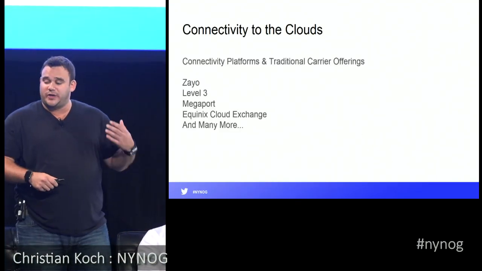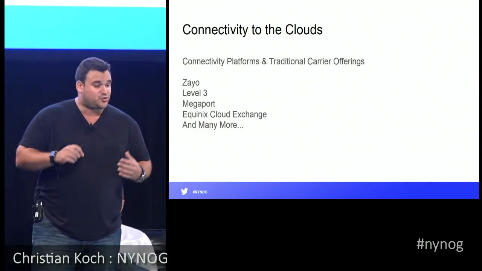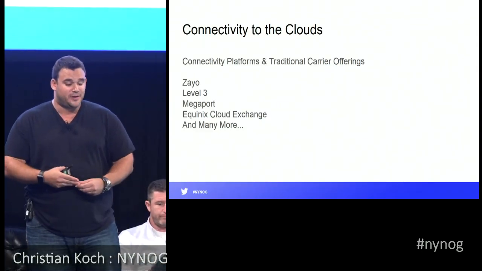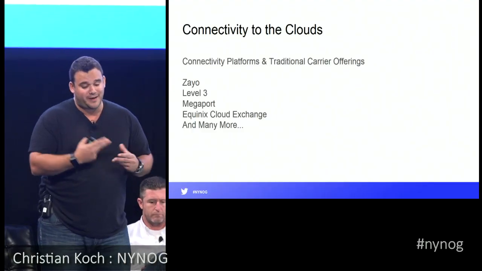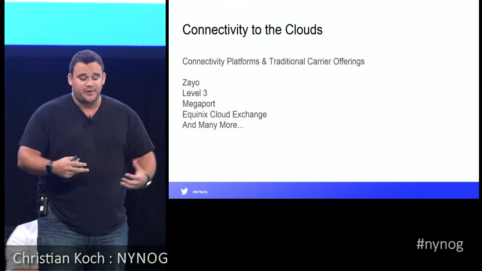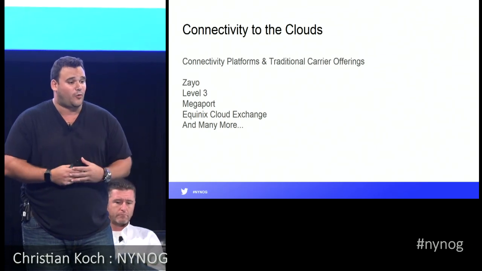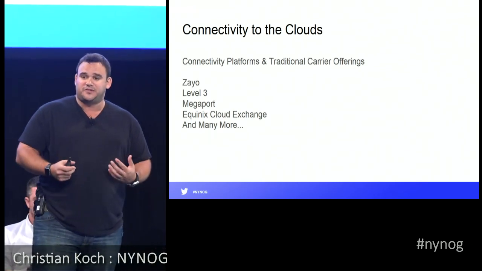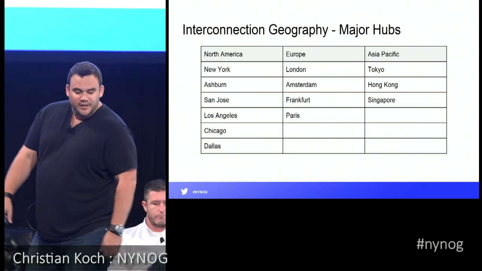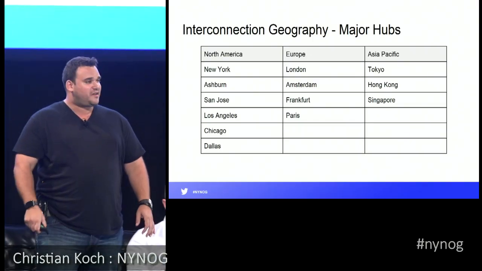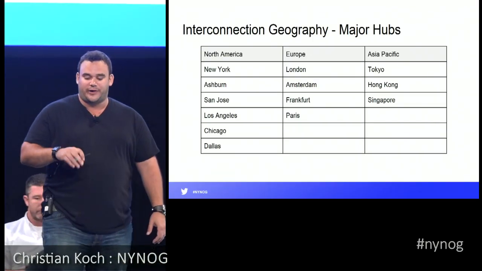Other providers that you can get cloud connectivity from are traditional carriers like Zayo and Level 3, next generation platforms like Megaport, and incumbent cloud exchanges like Equinix has got a cloud exchange in their own four walls. You can get that connectivity to all those cloud providers. Interconnection geography. So this is kind of a glimpse at the major hubs where interconnection happens.